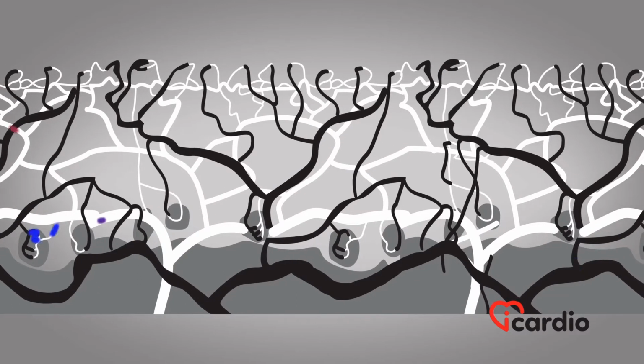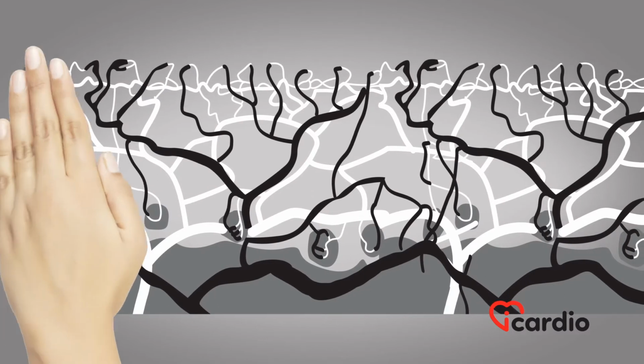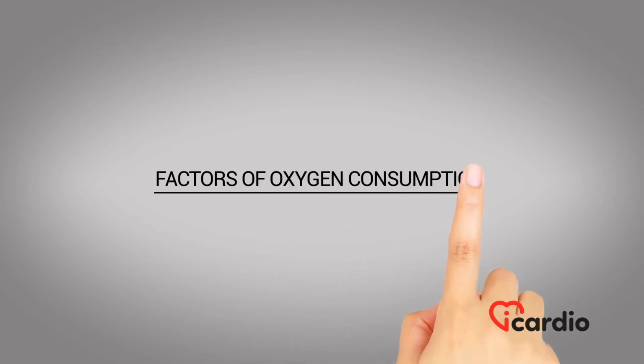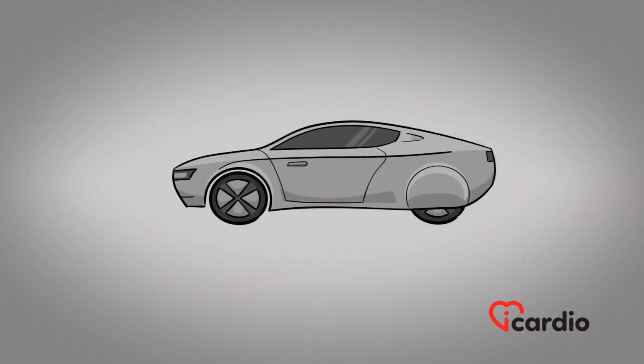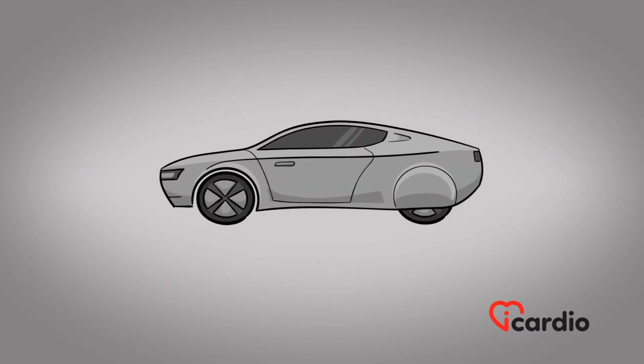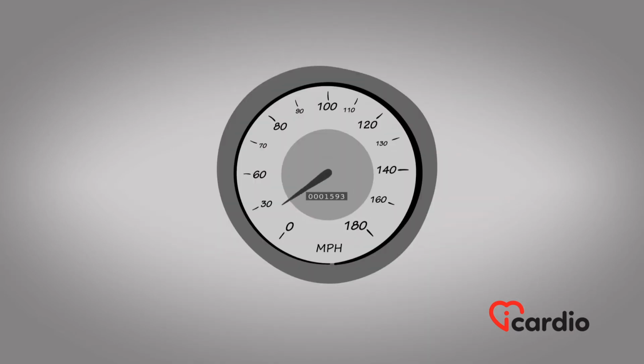Everything works perfectly as long as the need for oxygen is in harmony with its supply. Now let's look at the 4 factors that determine the heart's oxygen, O2, needs. We can compare them to the factors that affect a car's gas consumption. Consider the state of the air filter. Ideally, it is well cleaned. The car's aerodynamics. The power of the engine. The speed of the car.